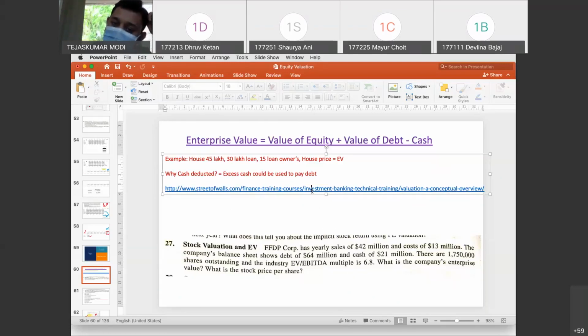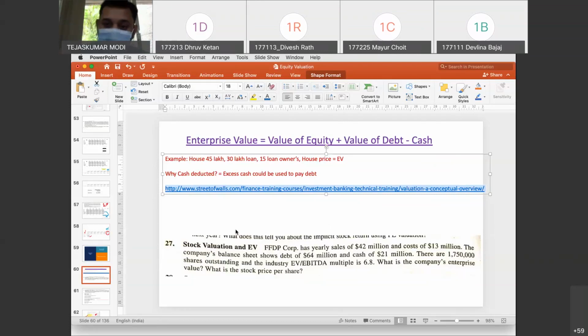Why is cash deducted? If we calculate the value of equity and value of debt, as cash is an asset and these are our liabilities, there is some inclusion of this because the balance sheet is always balanced. So the cash is already accounted, so we need to subtract it. No, cash is included. That is not the reason we are deducting, but good thinking, beta, good thinking.